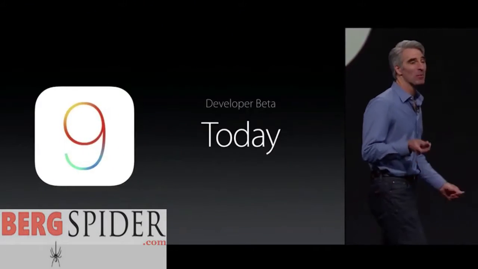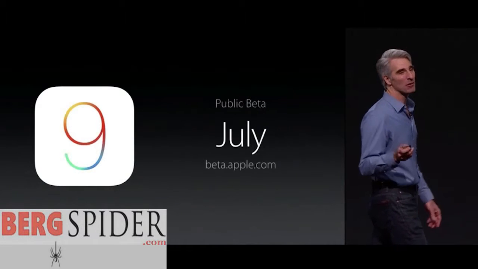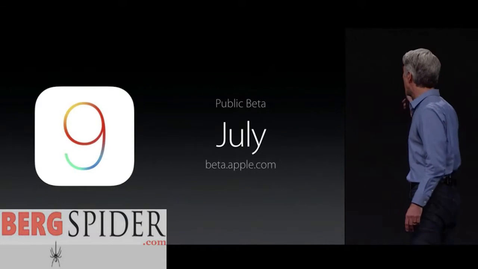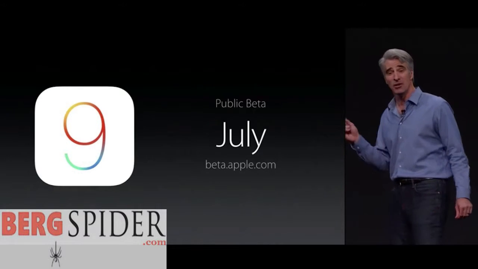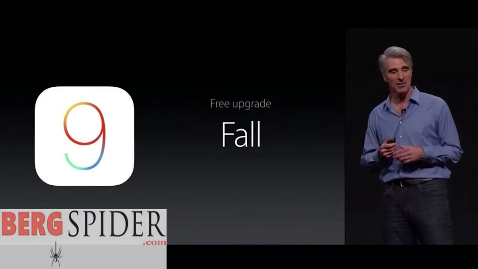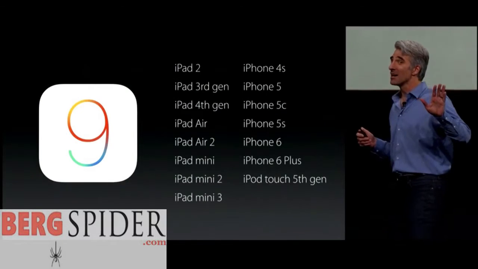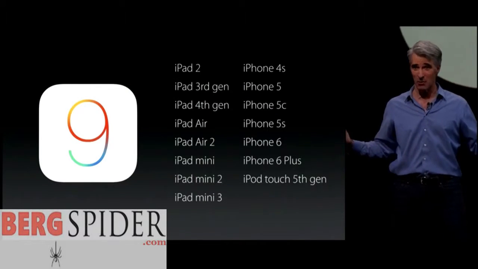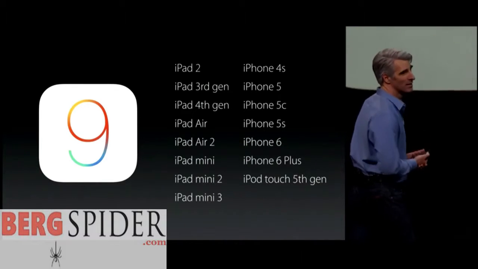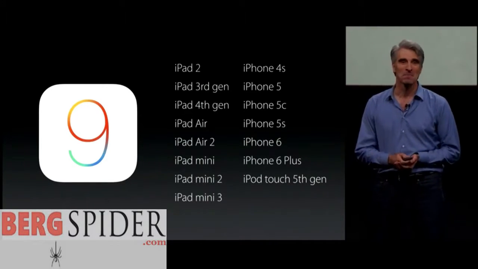We're doing a developer beta, you guessed it, today, and for the first time for a major iOS release, a public beta. So sign up now at beta.apple.com, and you can get the beta when it comes out in July. And of course, we'll be rolling it out as a free upgrade in the fall. iOS 9 will support all of the devices that were supported by iOS 8. We're not dropping any this year because we want everyone to get iOS 9.